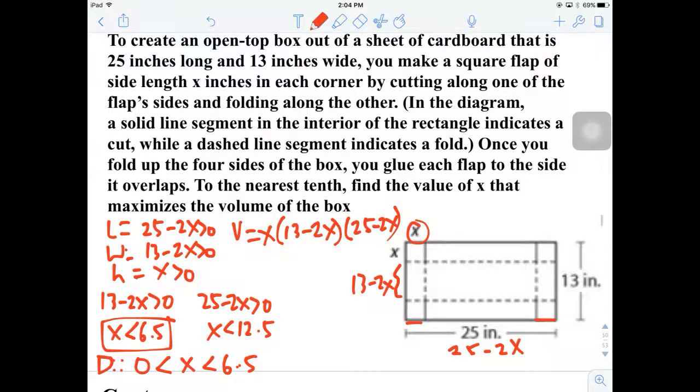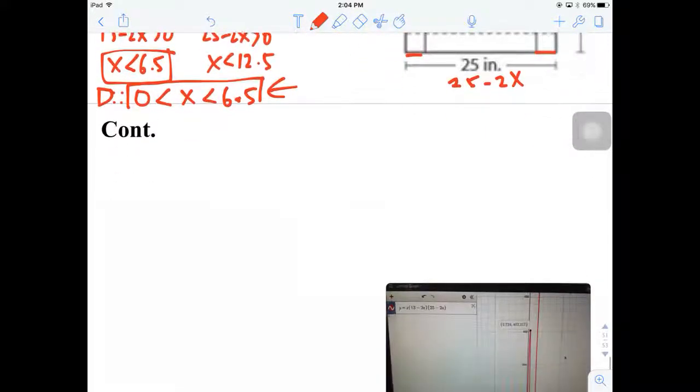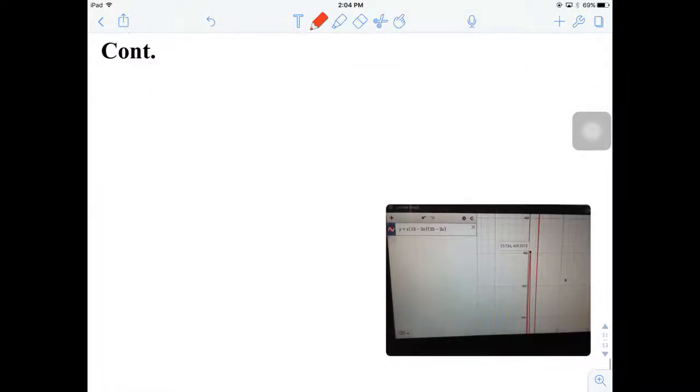And so, using this equation, with the restriction right here, we are going to use Desmos to help us obtain the answer. So go ahead and log into Desmos again and enter this equation. Again, use y instead of v for volume. So use y equals x times that whole expression, enter it. And here is what I have. I already entered the equation.